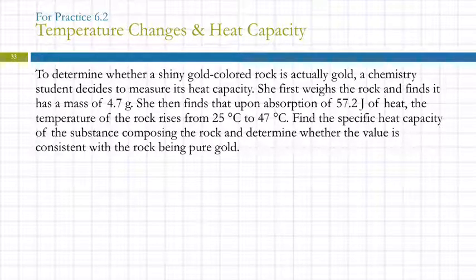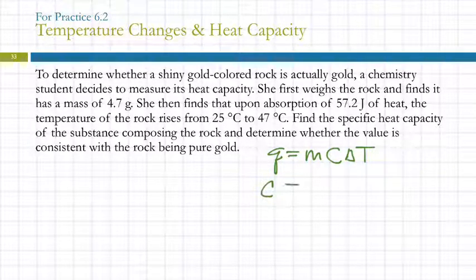We can calculate from this data the specific heat capacity of her rock and then compare that to the specific heat capacity for gold. So we're going to need that Q equals MC delta T equation. So Q equals MC delta T. What we're trying to find here is the specific heat capacity. So that's the C. So we rearrange this equation. The specific heat capacity is going to equal Q divided by M times delta T. So we need to identify what Q is, what M is, and what delta T is.